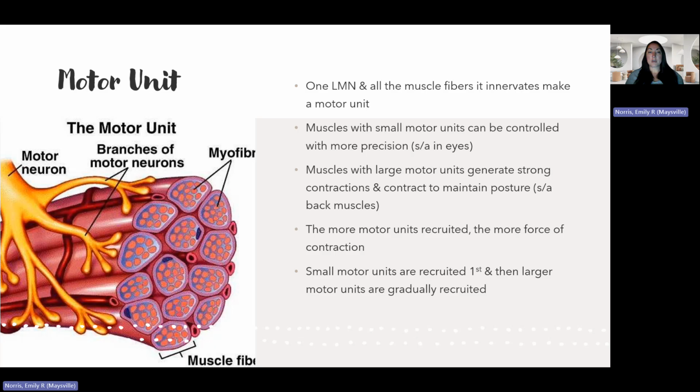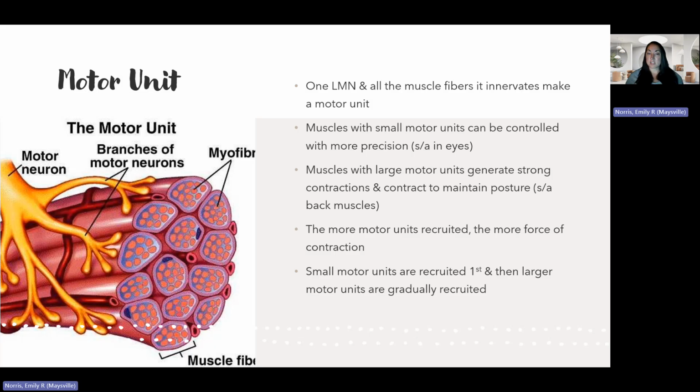One lower motor neuron and all the muscle fibers it innervates make up a motor unit. So muscles with small motor units can be controlled with more precision, like your eye muscles. And then muscles with larger motor units generate stronger contractions. They contract and maintain your posture. They are muscles like your quads that cause big, large, strong movements.